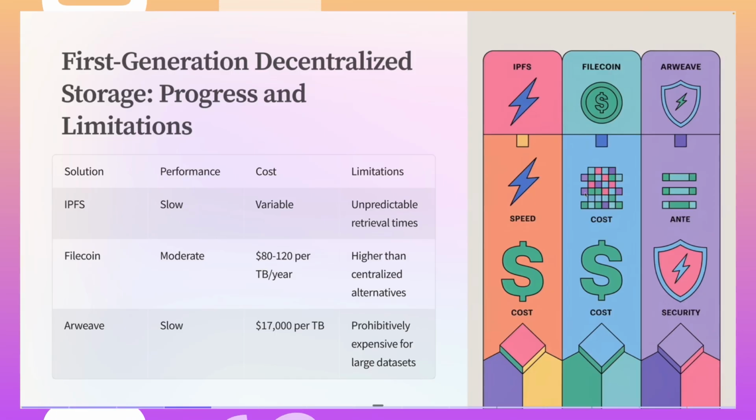So when it comes to IPFS, the performance is averagely slow because the retrieval times are unpredictable. Sometimes it is normal, sometimes it is slow, based upon the cache, the last time that we have retrieved the file. And when it comes to Filecoin, I think the speed is moderate, and they do have multiple things like FVM and multiple projects working on it. And the cost is normal.